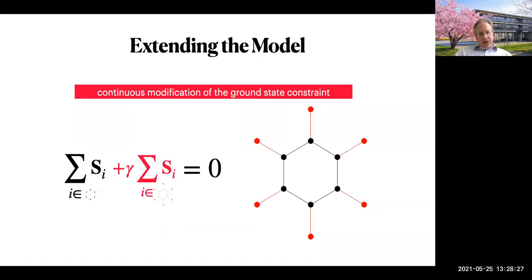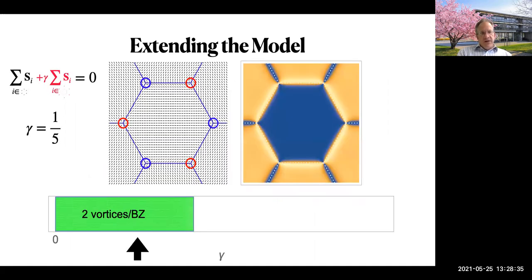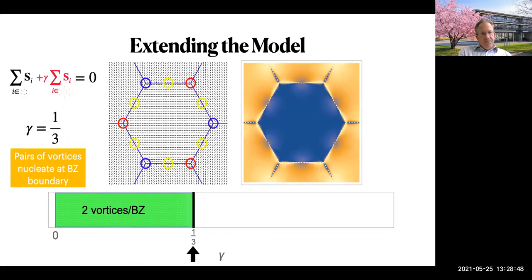Okay, and now we change the constraints by adding these further neighbor interactions, so by adding these red points to the constraint, and then we can see what happens. So first, as you increase the gamma, which appears in the constraint, nothing happens. You just change things around a little bit, but the vortex structure remains the same.